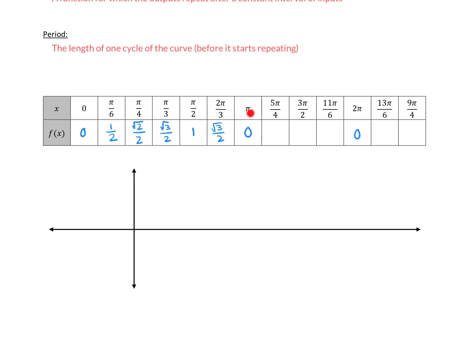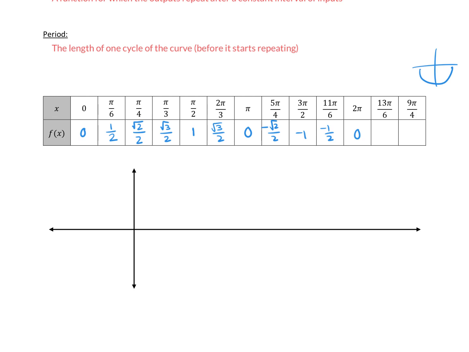After we get past an angle of pi, if you think about a coordinate plane, now we're down here. Those y values are negative, so we're going to have some negative sine values down there. At 5 pi over 4, we have a negative root 2 over 2. At 3 pi over 2, we have a negative 1. At 11 pi over 6, we have a negative 1/2. At 2 pi, we're at 0, so we've gone one full cycle around the circle with our angles from 0 all the way to 2 pi.